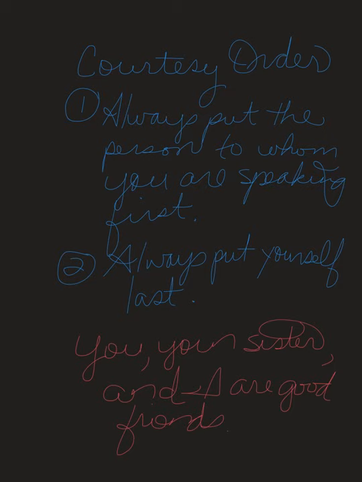One example here, because this is a really easy rule to follow. You, your sister, and I are good friends. So if I were saying this sentence, I am in fact putting you, the person I'm speaking to, first. I'm putting someone else, if I'm speaking about that person, next, your sister, and then I'm putting myself last, and I. So the person you're speaking to is always first. You put yourself last, and anybody else would go in between if you have all three of those in that order. All right, next slide.